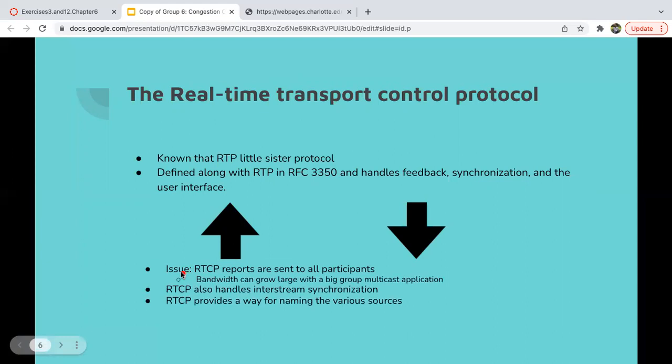There are some issues that happen with this. The RTCP reports are sent to all participants. So this can cause the bandwidth to grow large with a big group of multicast applications when there are large groups using this. To prevent this, the RTCP senders scale down the rate of their reports to collectively consume no more than 5% of the media bandwidth. The RTCP also handles inter-stream synchronization, and the RTCP also provides a way for naming various sources.